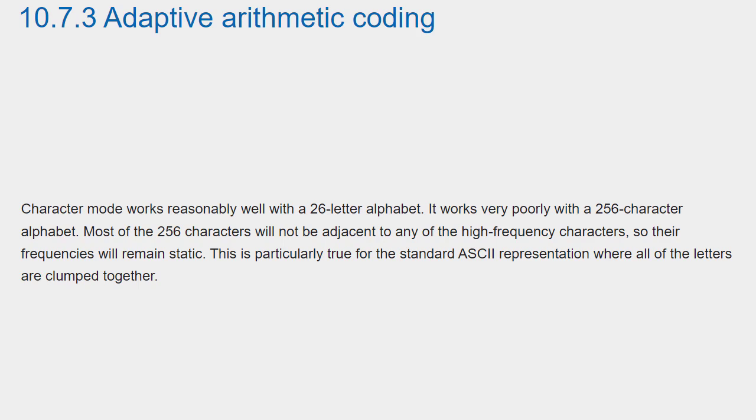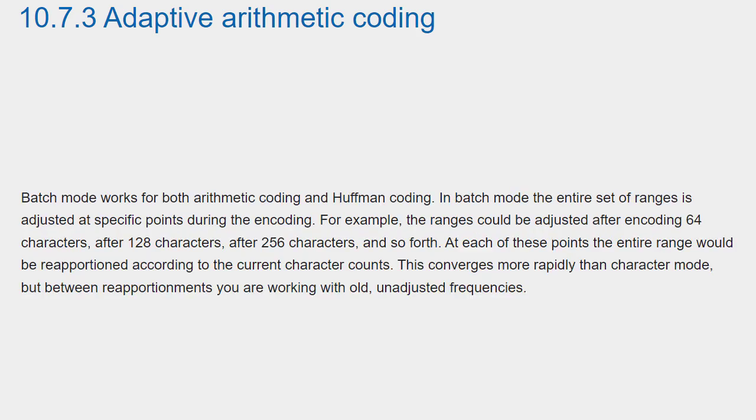Most of the 256 characters will not be adjacent to any of the high-frequency characters, so their frequencies will remain static. This is particularly true for the standard ASCII representation, where all of the letters are clumped together. Batch mode works for both arithmetic coding and Huffman coding. In batch mode, the entire set of ranges is adjusted at specific points during the encoding. For example, the ranges could be adjusted after encoding 64 characters, after 128 characters, after 256 characters, and so forth.